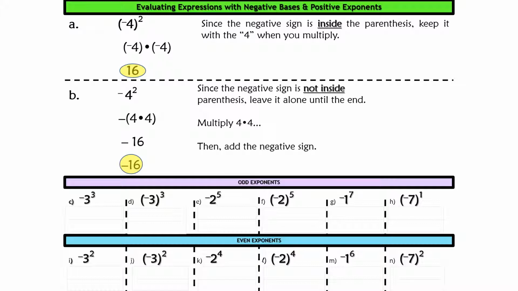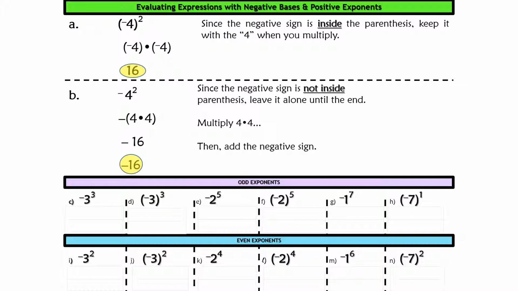Again, as a reminder, if the negative sign is not being held next to the number with parentheses, we're going to ignore it temporarily, expand and multiply, and then go ahead and pop that negative on at the end. Now at this point, it's probably a good idea to pause the video, and why don't you try your hand at evaluating the expressions from letter C through letter N, and then we'll pick back up and briefly go through each one.